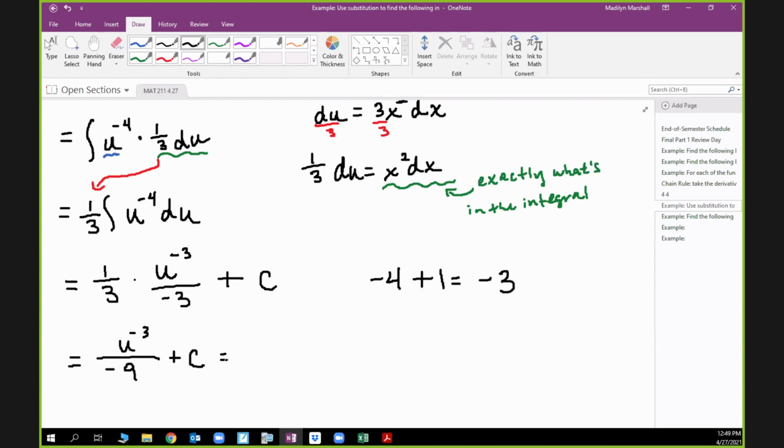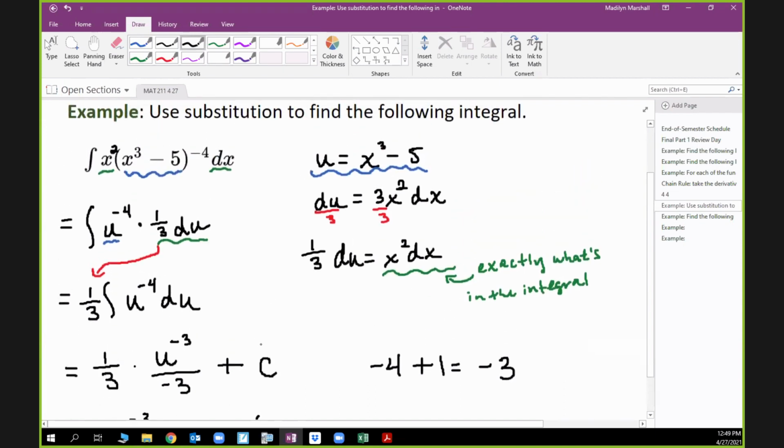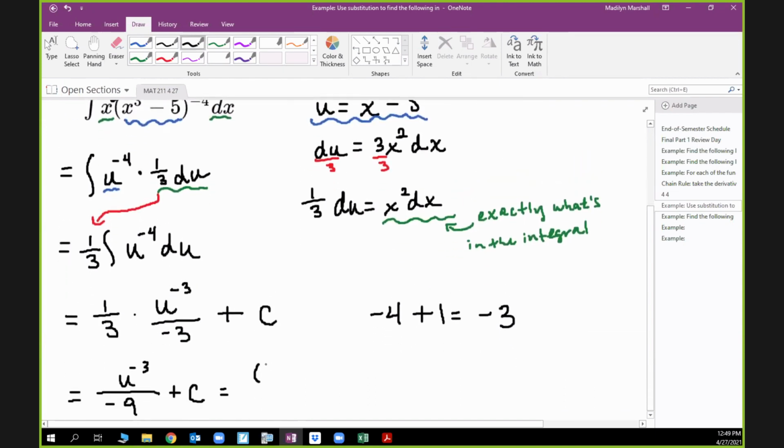We simplified those denominators. What's the last thing that should happen here? Substitute u back in. Yes, exactly. So that u was originally x cubed minus 5. So now that has that power of -3 and we have -9 on the bottom.